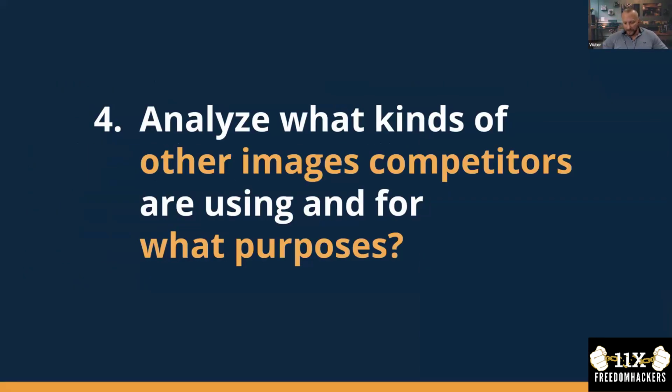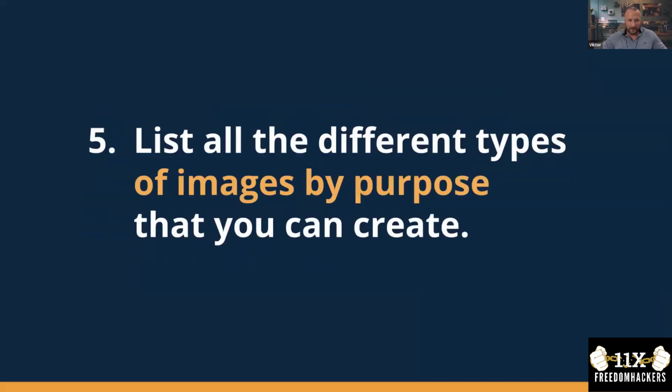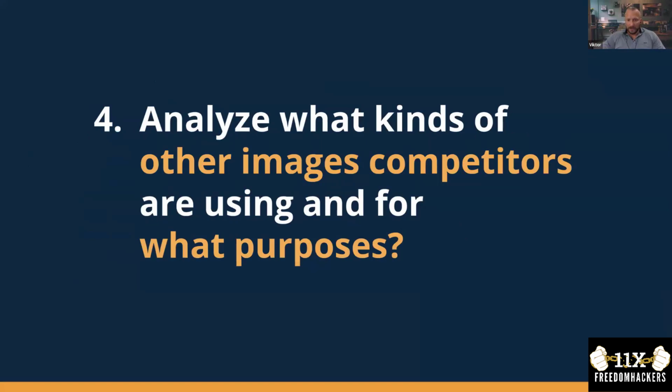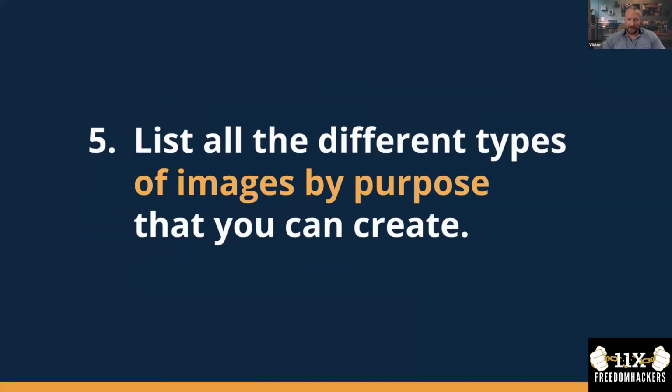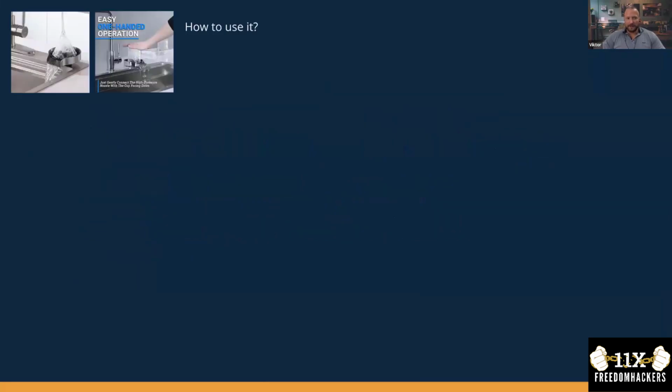Okay, so again, we need to analyze what competitors are doing. So basically we're going to analyze what kind of other images competitors are using and what purposes they have, and then we're going to list down these purposes that we can create. So basically it means that I went through this glass rinser again, right? So I went through some 6 listings, and I just gathered some purposes that they have.